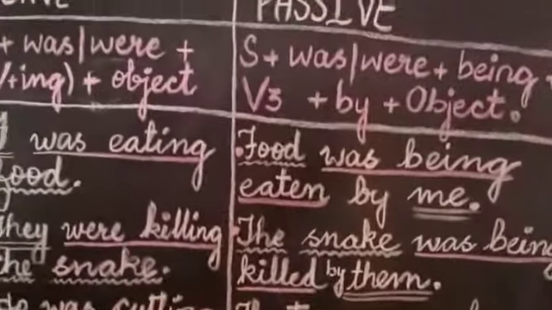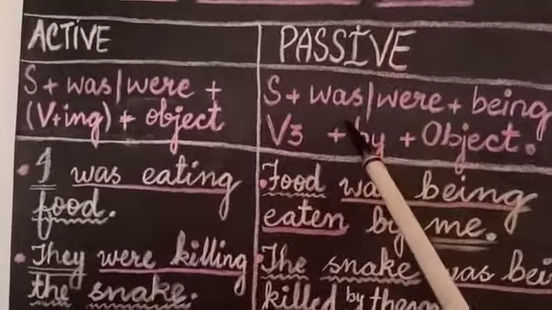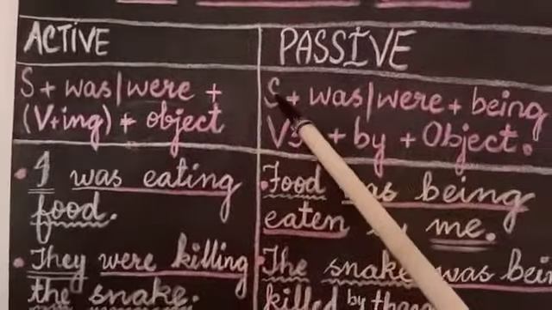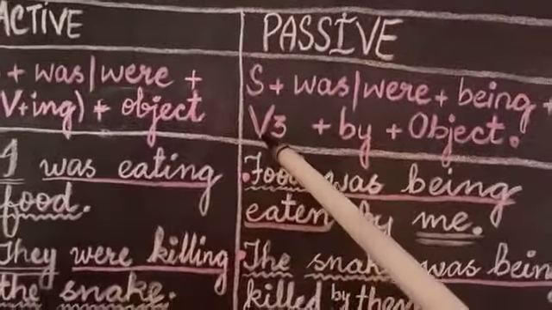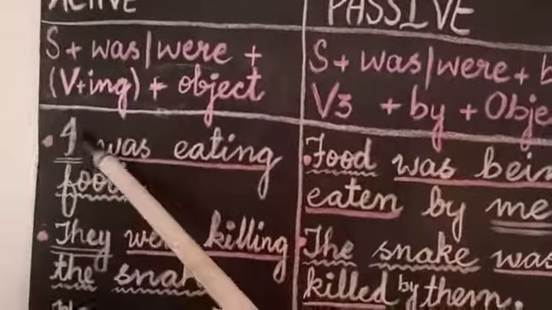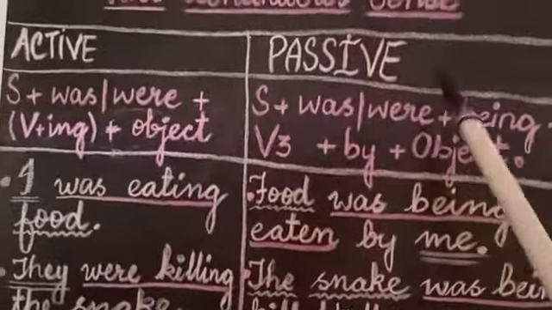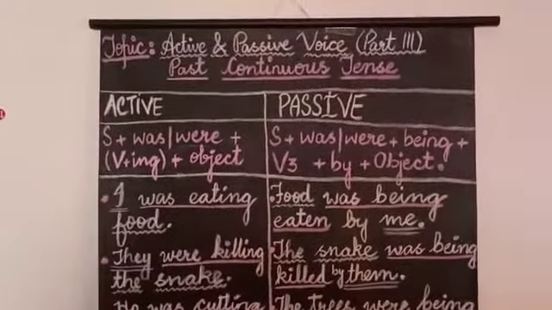So my dear students, you will remember that the subject of active voice becomes the object in passive voice, and the object of active voice becomes the subject in passive voice. Okay, and we always use the third form of the verb in passive voice, and the subject also changes its form in the passive voice. So my dear students, this was all about active and passive voice in past continuous tense.